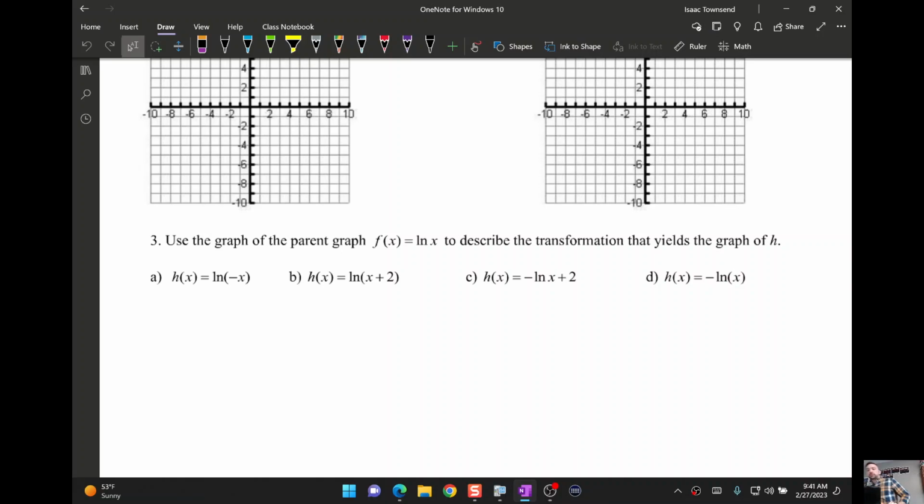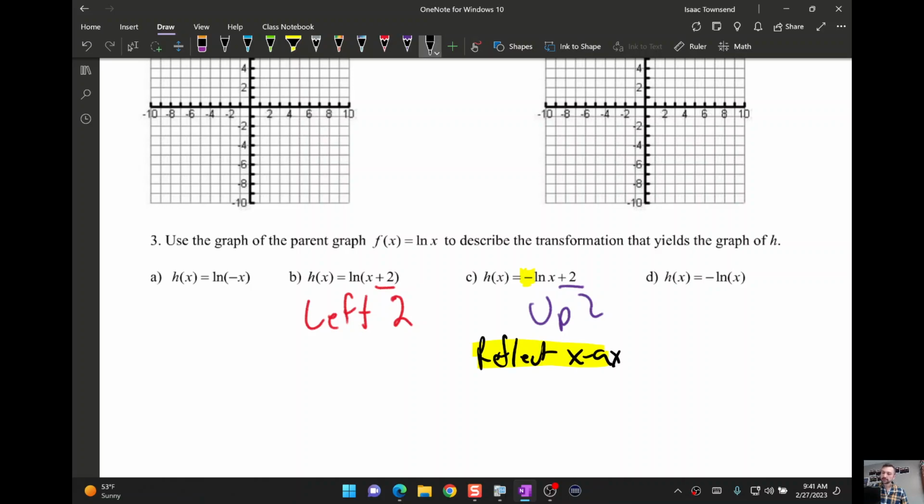Okay, so transformation rules. If you add directly to x, that is when it goes left that much. If you add outside of the parent function, it goes up that much. If you multiply the parent function by a negative, that's how you reflect over the x-axis. Really, you shouldn't use the word flip, because flip is not a transformation. I know that's like the action you think of, but reflection is the real math term.